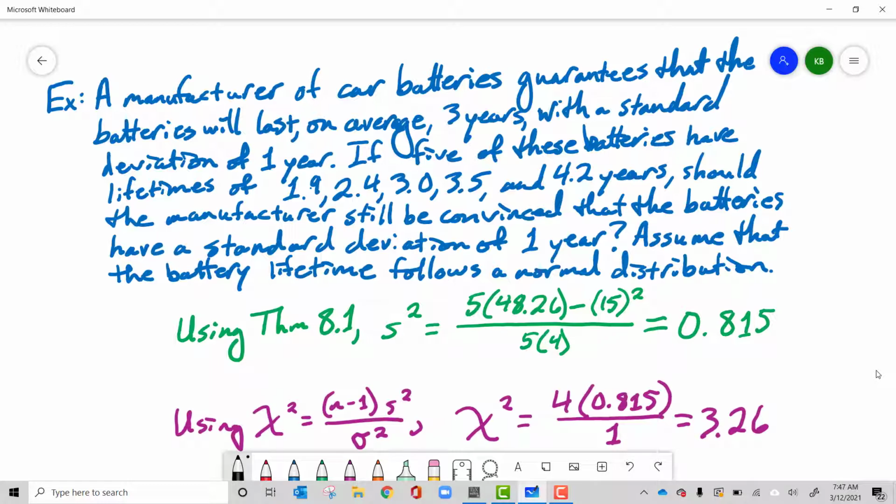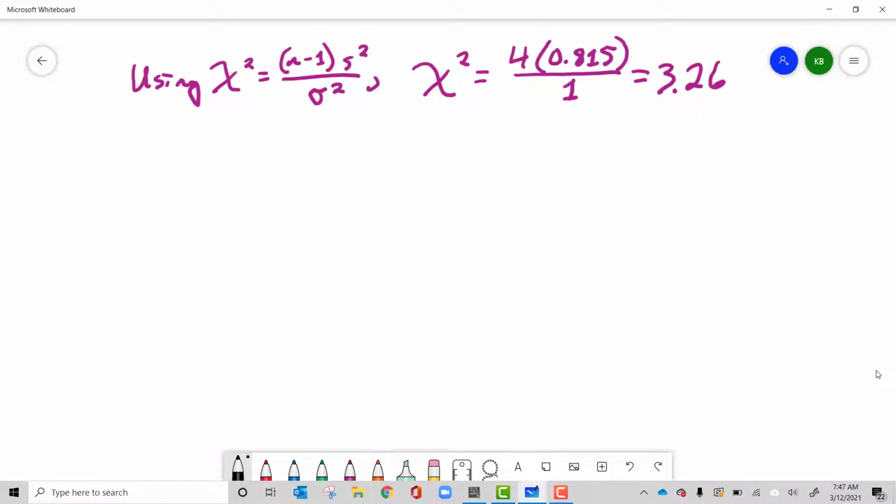So we're going to use the chi-square statistic. We have n minus 1 times our sample variance divided by the population variance that we believe is true. So our chi-square statistic is going to be 3.26. Now this chi-square statistic of 3.26 may or may not seem meaningful. It probably doesn't seem meaningful to you at this point, and that's okay.